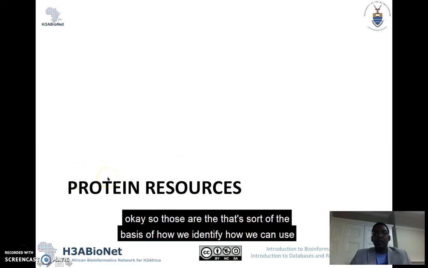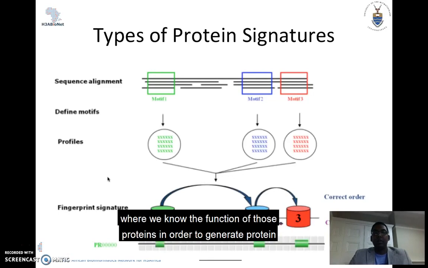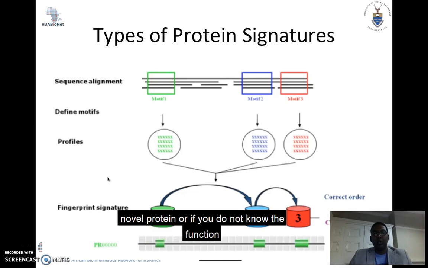So that is sort of the basis of how we can use what we know about known proteins, where we know the function of those proteins, in order to generate protein signatures. And we can then use those protein signatures to try and identify these functionally relevant regions in a novel protein for which we do not know the function.